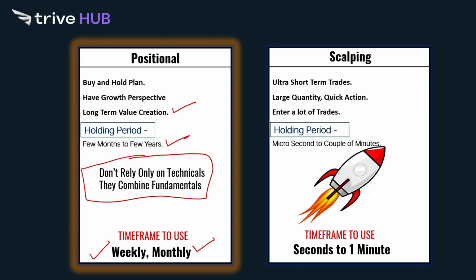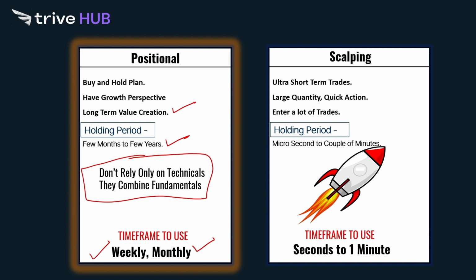So it is very risky, plus it needs good infrastructure to execute trades that fast, because even one single pip can make a huge impact on your trading capital, because the quantity is very high.